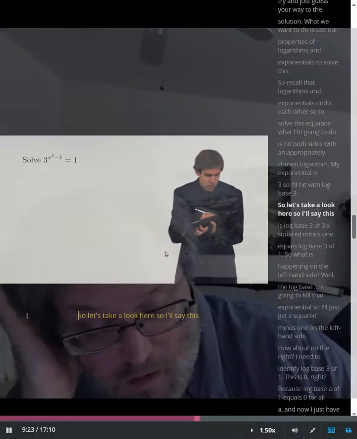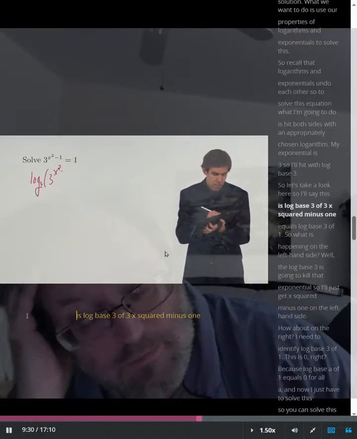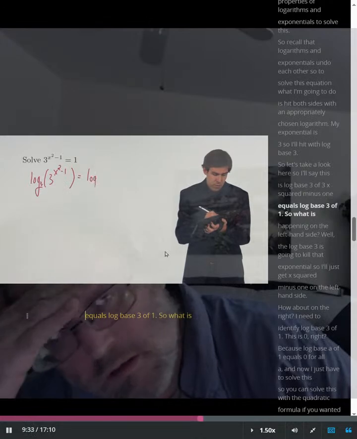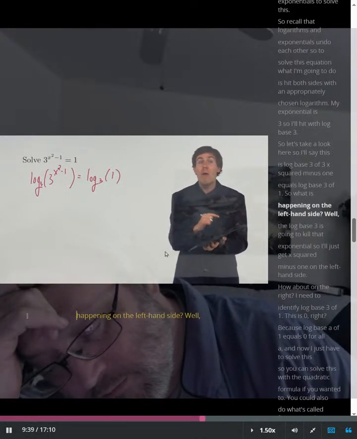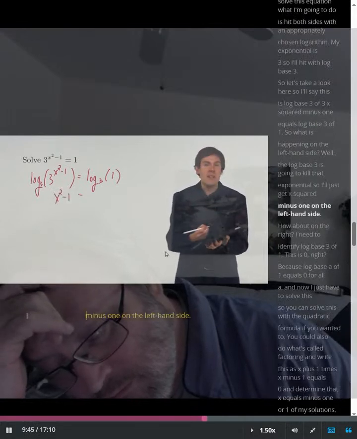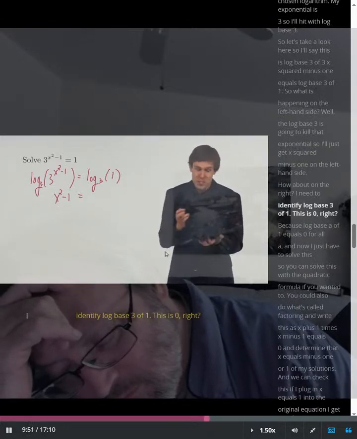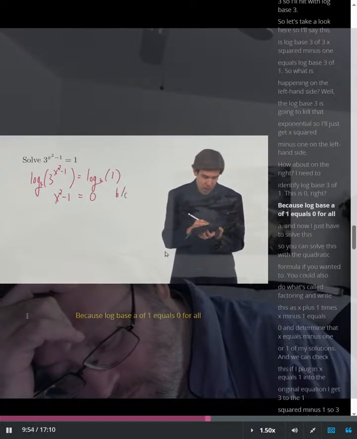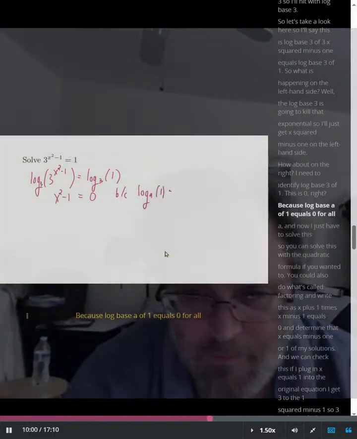So let's take a look here. So I'll say this is log base 3 of 3 to the x squared minus 1 equals log base 3 of 1. Okay? So what is happening on the left-hand side? Well, the log base 3 is going to kill that exponential. So I'll just get x squared minus 1 on the left-hand side. How about on the right? I need to identify log base 3 of 1. Well, this is 0, right? Because log base a of 1 equals 0 for all a.